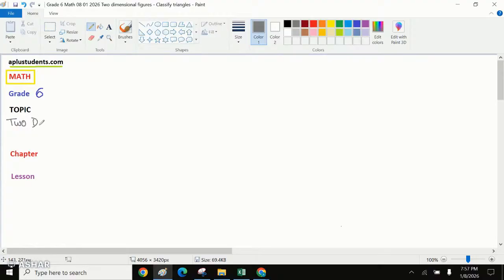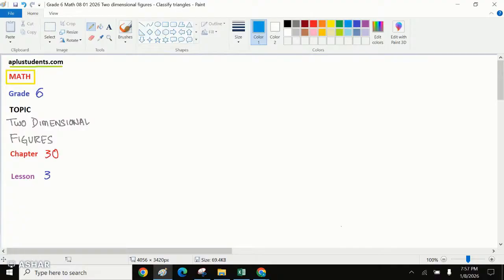two-dimensional figures, right? Figure is a shape. I'll give you the chapter number. The chapter number for today is 30 and the lesson number is 3.